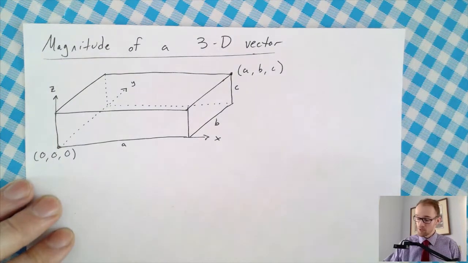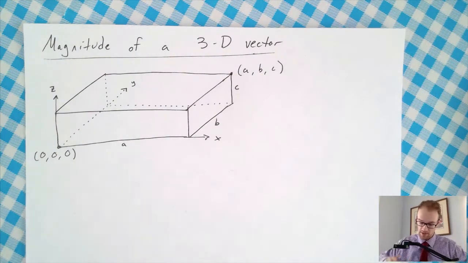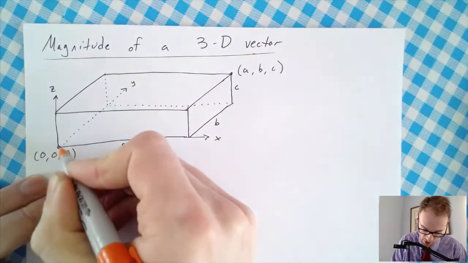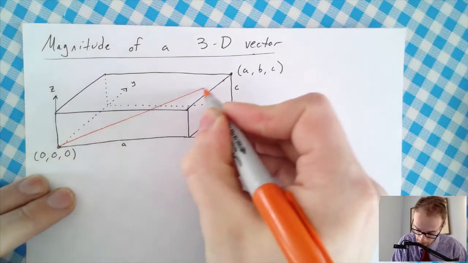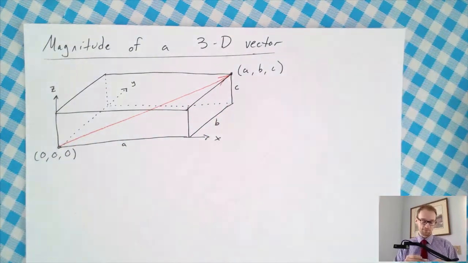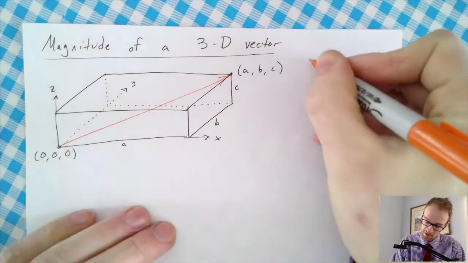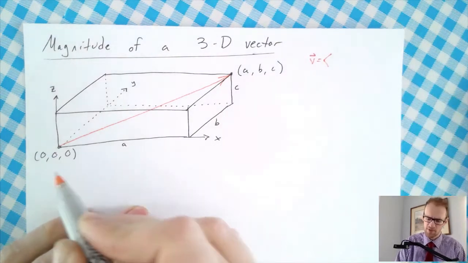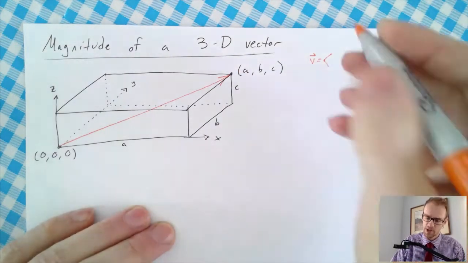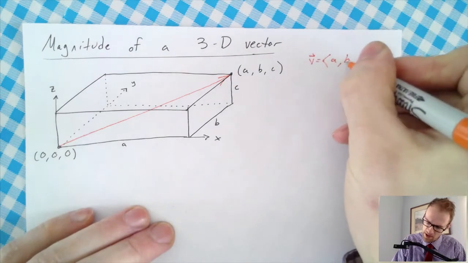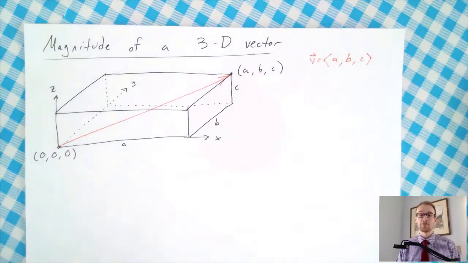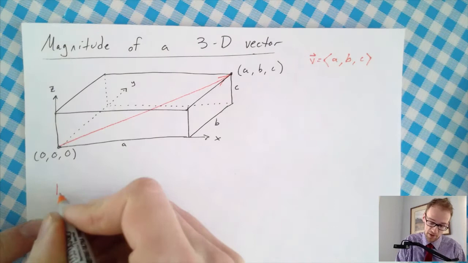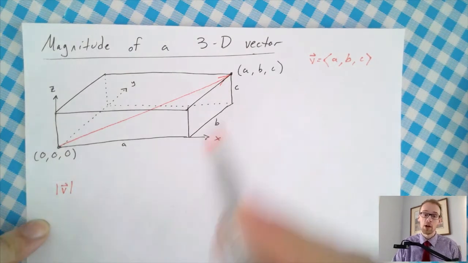Now suppose we have a vector that is traveling from the origin to that point A, B, C. So I'm going to draw this vector. This orange vector, we'll call vector v. What's its component form? How far has it traveled in the x? How far in the y? And how far in the z? It has this component form, A, B, C. And I want to find the magnitude of vector v. So how long is vector v?